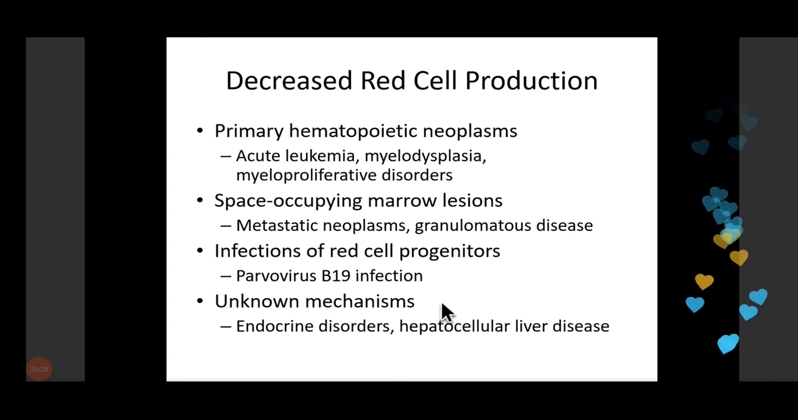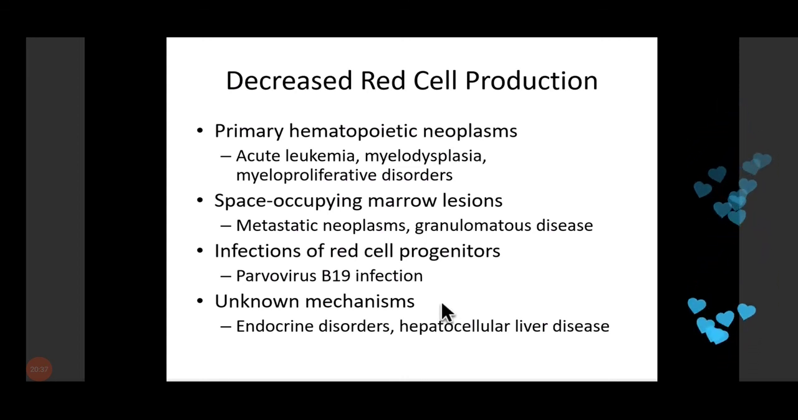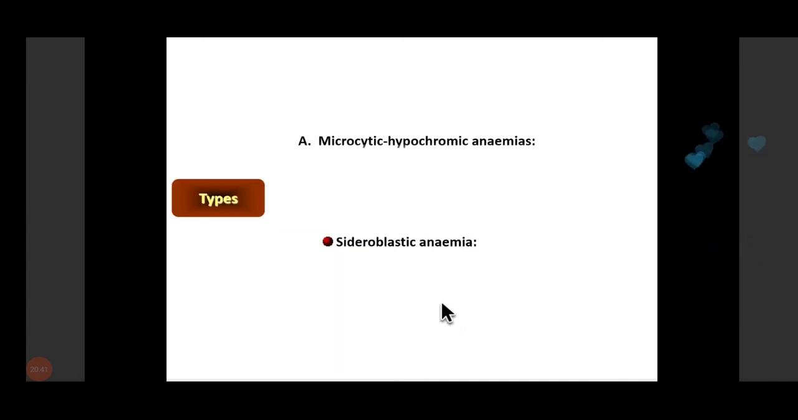There can be some infection of the red cell precursors by parvovirus B19. So if there is anything hampering red cell production, or there is some space occupying lesion in the marrow which will hamper the erythropoiesis, these are the causes of your anemias.